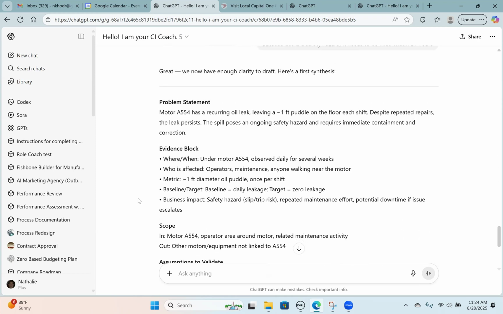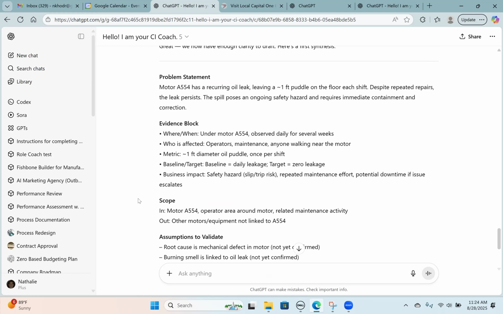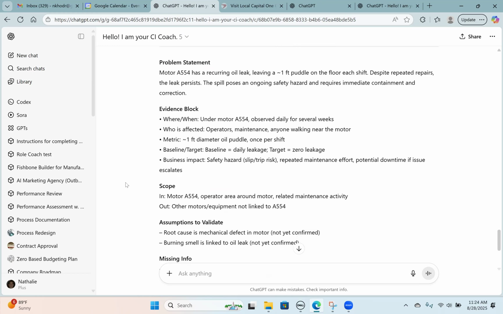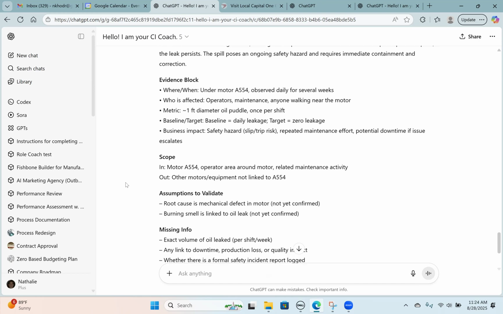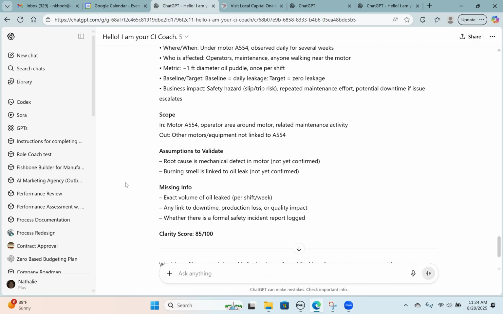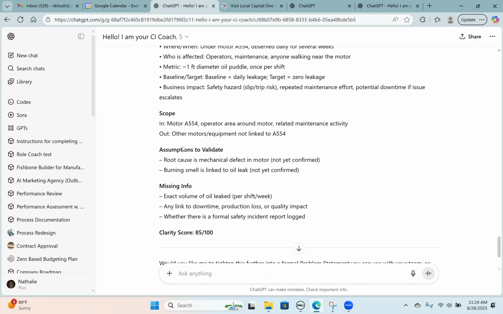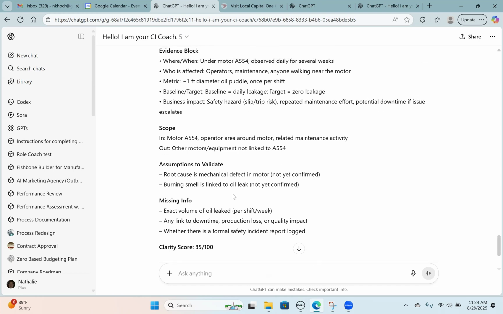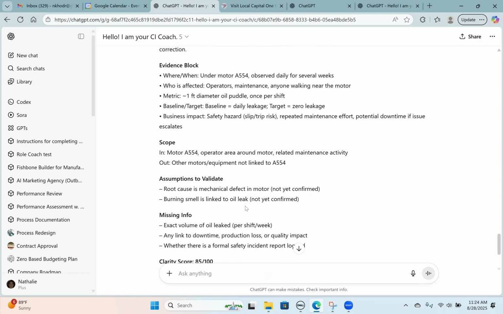And then the output is basically your problem statement with what we know, what we don't know, what's in scope, what's out of scope, and then some potential things to chase after that could be beneficial. So in the case of an oil leak, for example, some of the assumptions that need to be validated is, what kind of a mechanical defect is happening with the motor for it to have the oil leak, as well as a little bit earlier, I wrote that there's a burning smell that we noted. So it's mentioning those things.